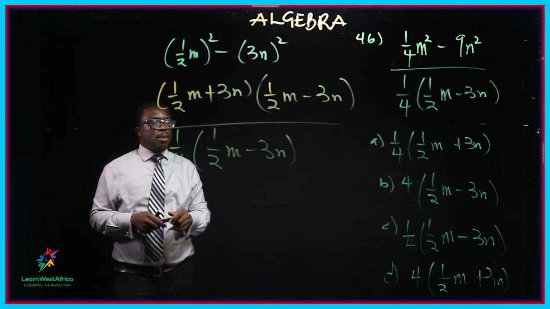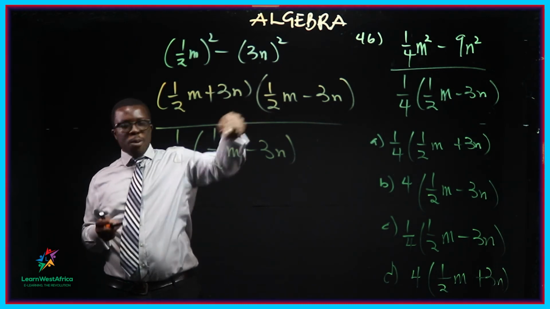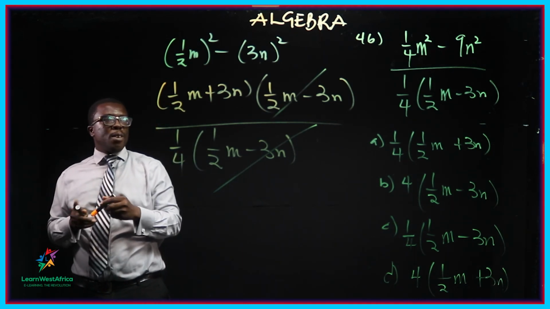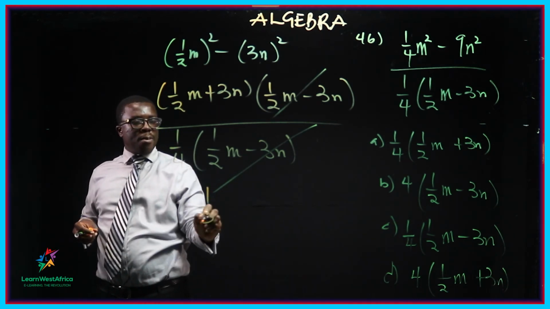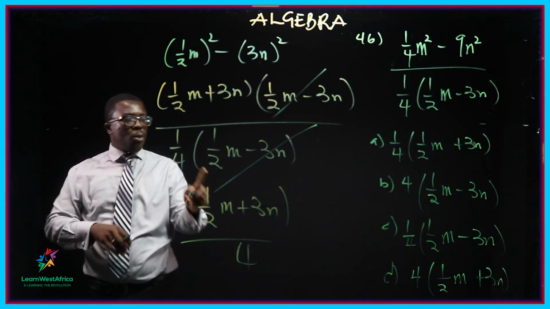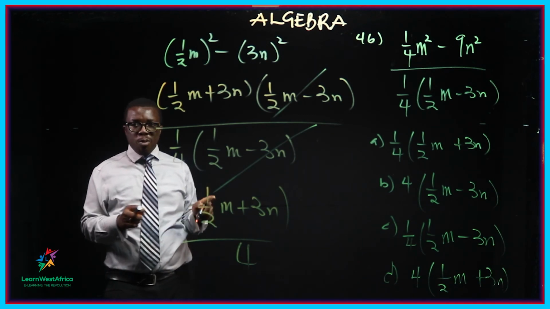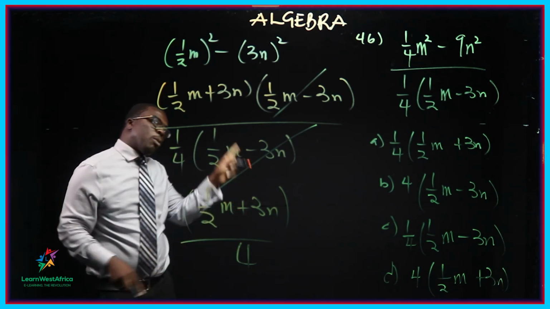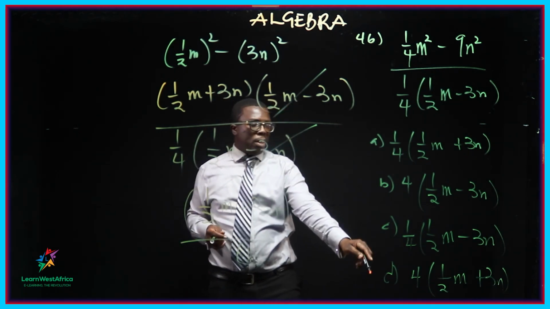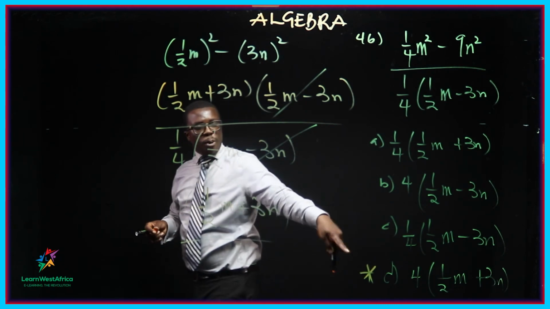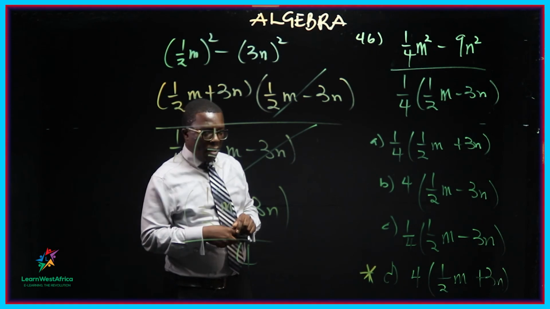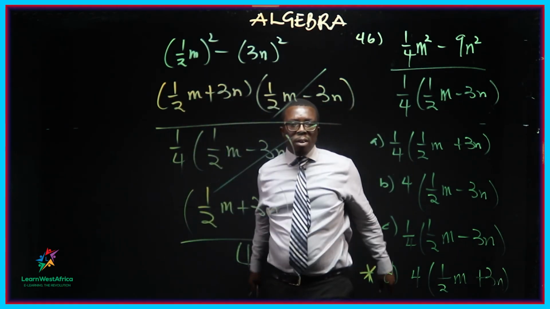Using the division rule, the 4 will come on top. So we are going to have half m plus 3n divided by 1 over 4, and the 4 comes up top. What do we get there? The answer is D: 4 times the bracket half m plus 3n. That is question 46, the difference of two squares.